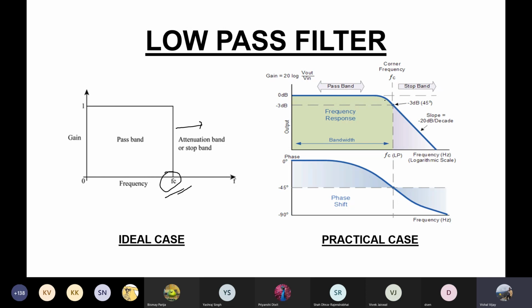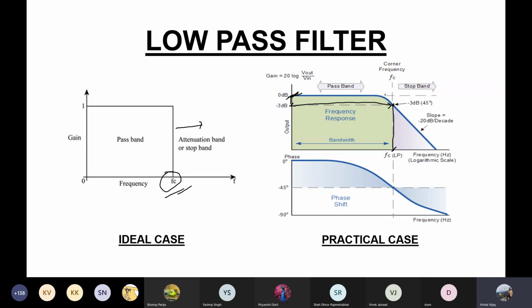But practically, at the cutoff frequency, what we measure is where the 3 dB point is lying. Here we assume there is 0 dB amplitude, so 0 dB minus 3 dB is the minus 3 dB point, and we see which frequency this point corresponds to. That point is taken as the cutoff frequency. Up to the cutoff frequency is the bandwidth of the filter and our pass band, and after the cutoff frequency is our stop band.